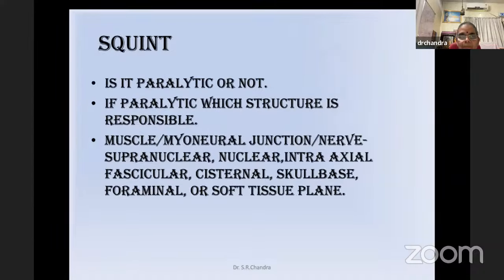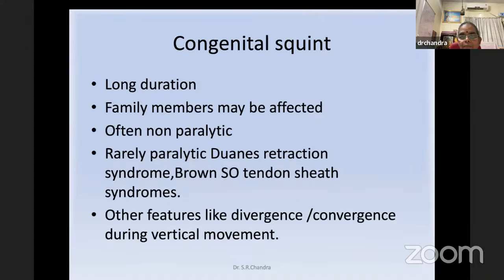So let us see a patient who is reporting with a squint. Then you have to know, is it paralytic or not paralytic? If paralytic, which structure is responsible? Muscle, myoneural junction, nerve, supranuclear, nuclear, interaxial fascicular, cisternal, skull base, foraminal, or soft tissue plane. So in which plane is the eye movement affected? These are the questions, and now we have to find out the answers.